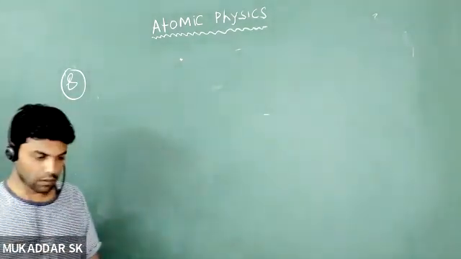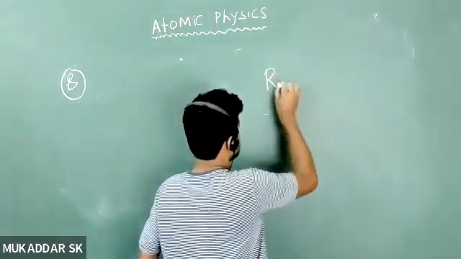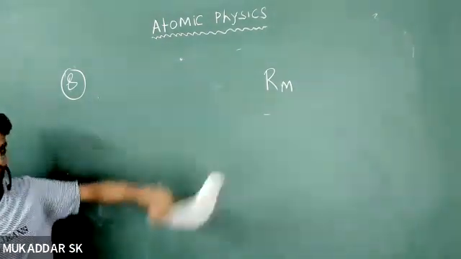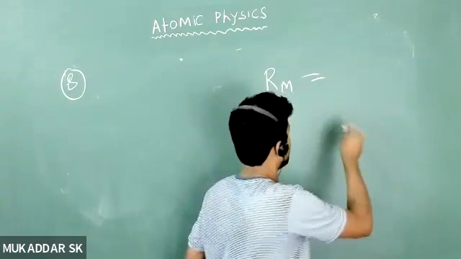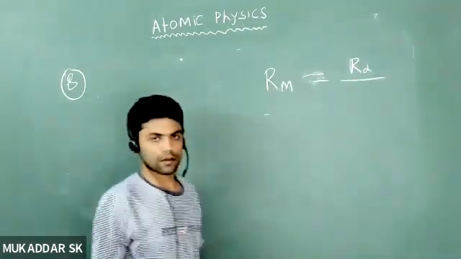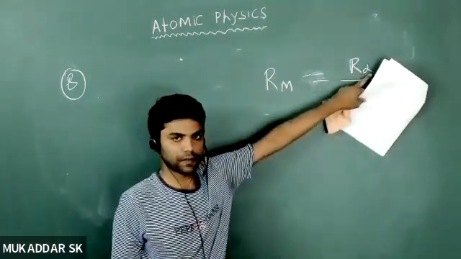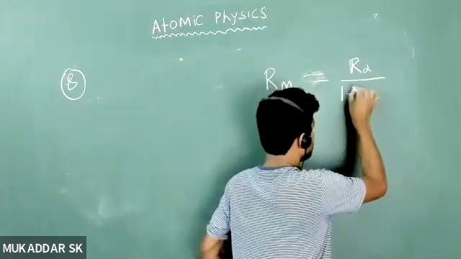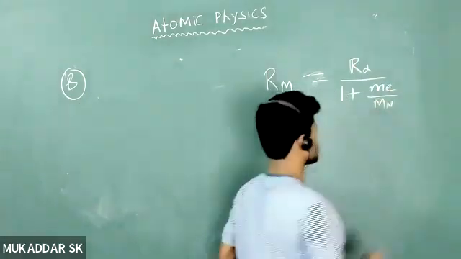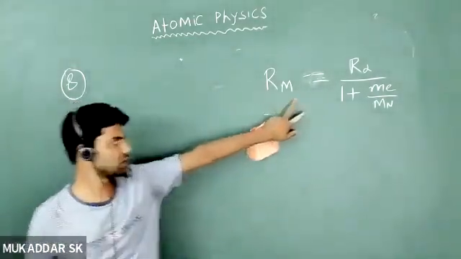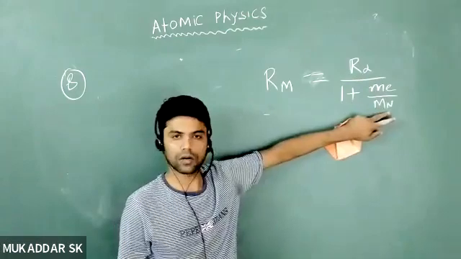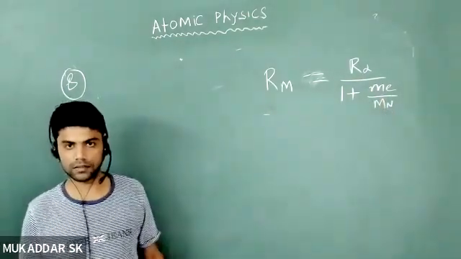You know that formula for the Rydberg constant for a finite mass nucleus, which is denoted by R_M. It is nothing but the Rydberg constant for an infinite mass nucleus, denoted by R infinity, divided by 1 plus the mass of the electron divided by the mass of the nucleus. So the Rydberg constant for a finite mass nucleus is given by R infinity divided by 1 plus the mass of the electron divided by the total mass of the nucleus. Please note this formula, it is important.